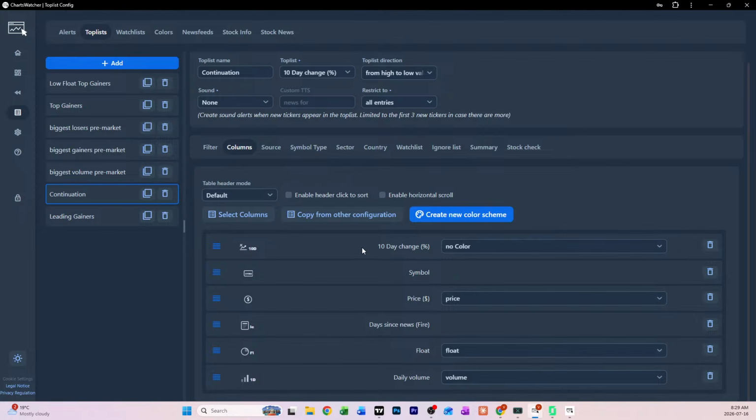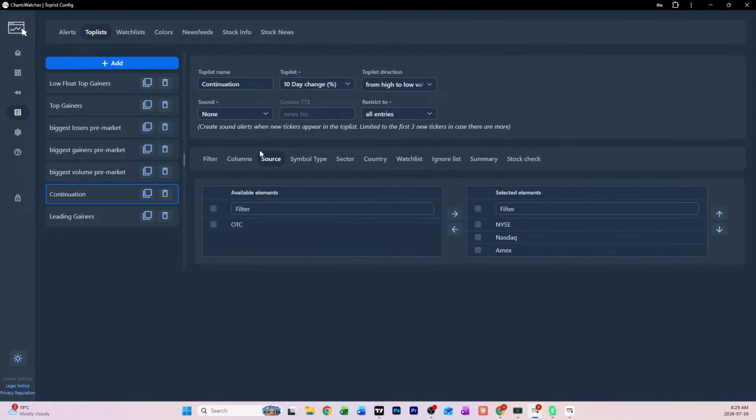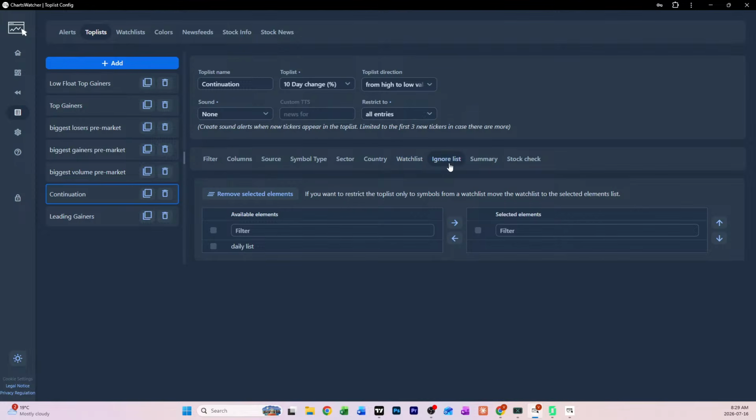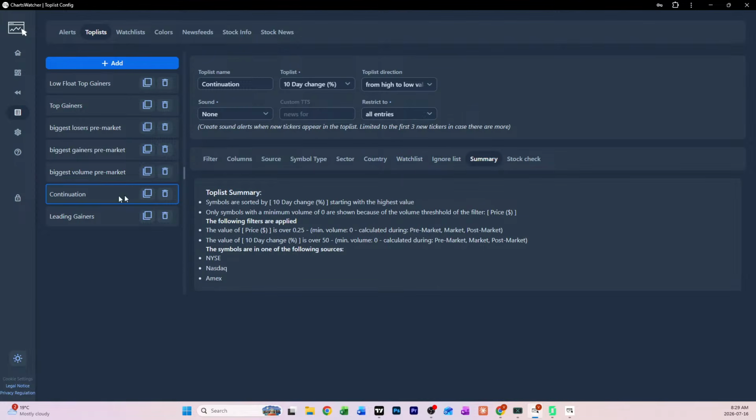And my columns are 10-day change percent, no color, symbol, price, days since news, float, and daily volume. Source, same things, NYSE, Nasdaq, Amex. And nothing there.